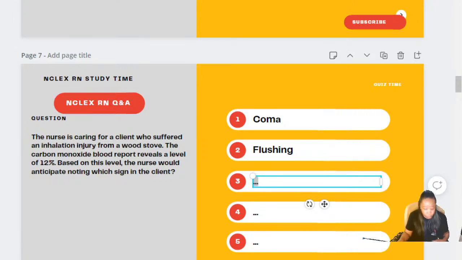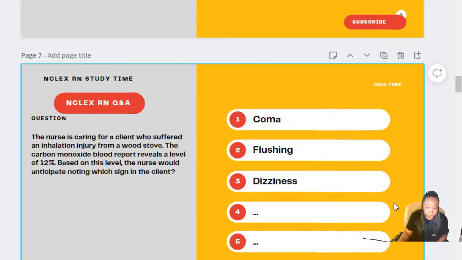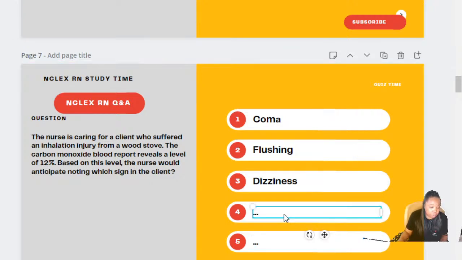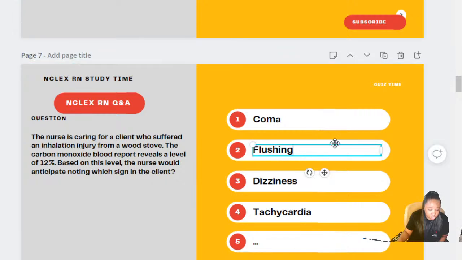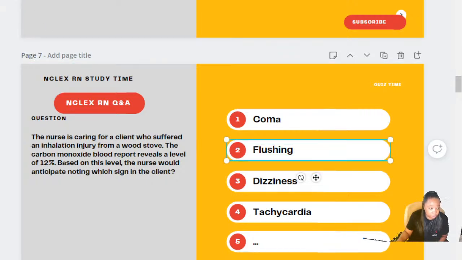The next one will be dizziness. Do you think you will find any sign of dizziness in the patient? Or what about tachycardia? You know what tachycardia is? It's when the heart is beating very fast. Do you think that will cause tachycardia? So the answer is flushing. The answer is flushing.